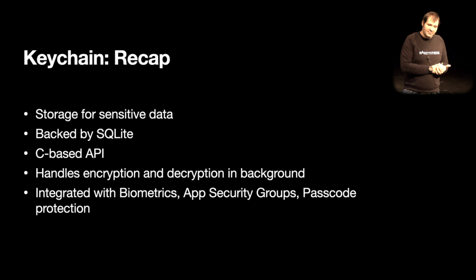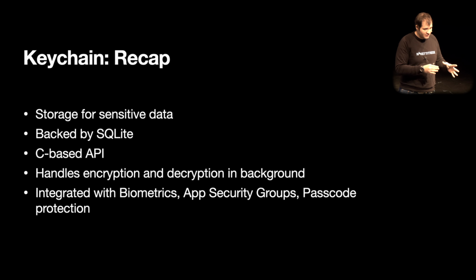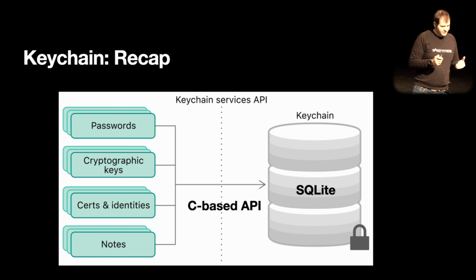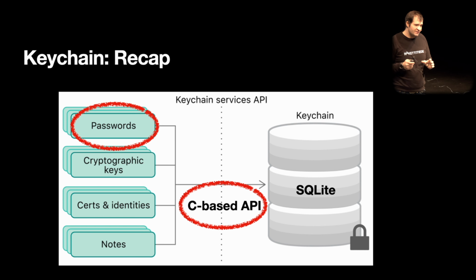And let's recap. It's a framework that is mainly used to store sensitive data. It's a C-based API, exposed as a C-only API to the developers, and it's backed by SQLite, and handles encryption, decryption in the background, so you don't really work with the cryptography that much. It's the Keychain doing it for you. And lots of things are integrated with the Keychain: biometric, Keychain sharing, as I said, and passcode protection. This is the diagram, how it looks like, and today we're just scratching the surface, unfortunately. We're focusing only on these two things.